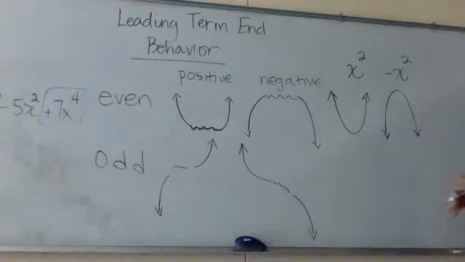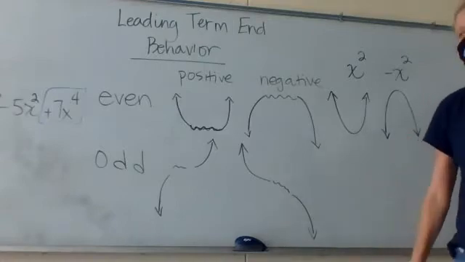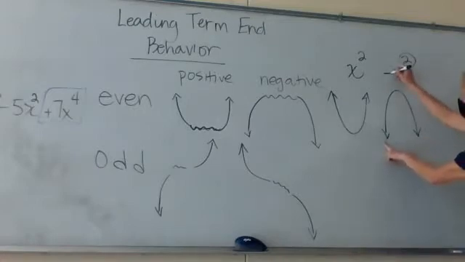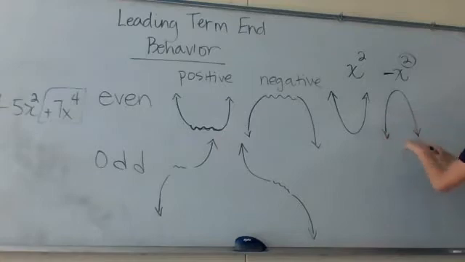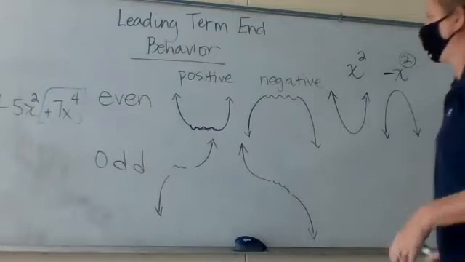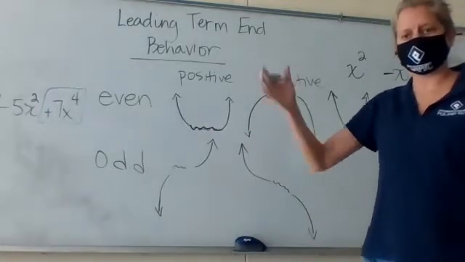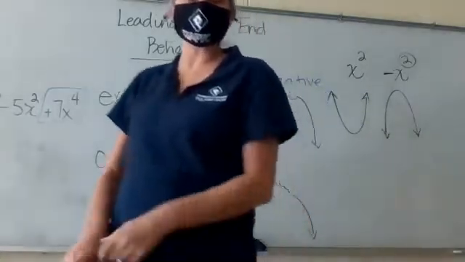So once again, that leading term goes along with that. If you have a negative x squared, even exponent means your ends are doing the same thing. Since this one's negative, that's why the ends are both going down. So again, even exponent, your ends are the same, either both up or both down, depending on if it's positive or negative.